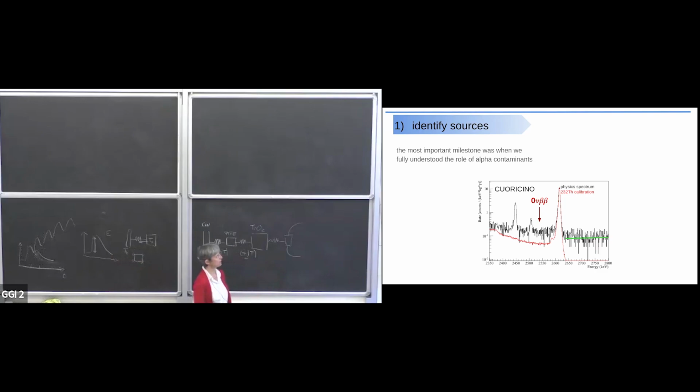This is not the first array, but Cuoricino was the second one. We have the second large array, because we also tested arrays of 4 crystals. And this is the result of Cuoricino. So look at the black histogram. That is the physics data.